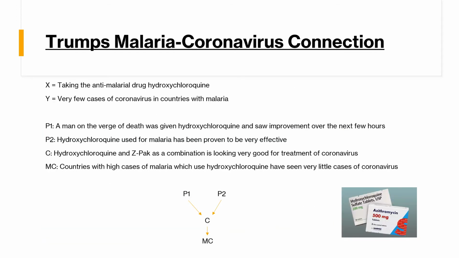Breaking this argument down further into its constituent parts can reveal the underlying issues with Trump's claim. If X causes Y, then X is taking the anti-malarial drug hydroxychloroquine, and Y is very few cases of coronavirus in countries ridden with malaria.